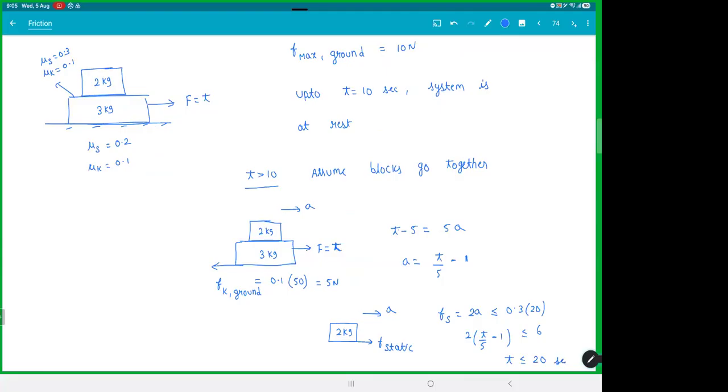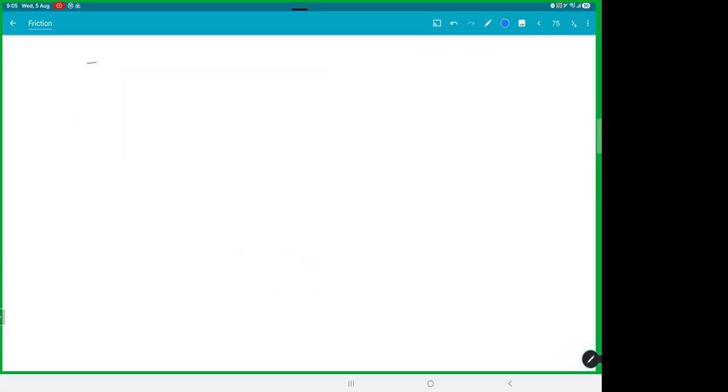So the friction is saying, boss, up to 20 seconds, I can keep this together. You're getting how the interpretation goes? So that is the second part of the problem. Up to 10 seconds no one is moving, and from 10 to 20 they're going together. And for t greater than 20, now the blocks will slip. The friction gives up and says, boss, this is the maximum I can give. If you're slipping, then the friction becomes kinetic.